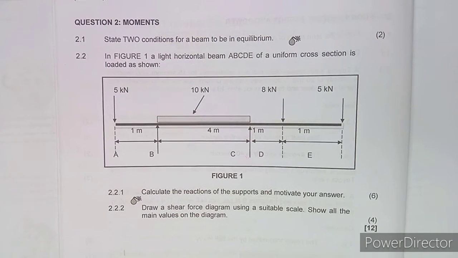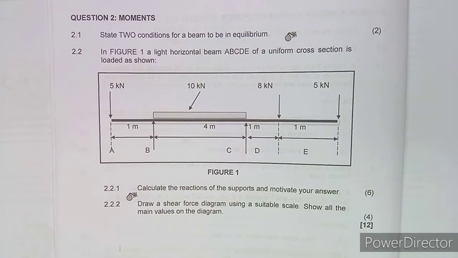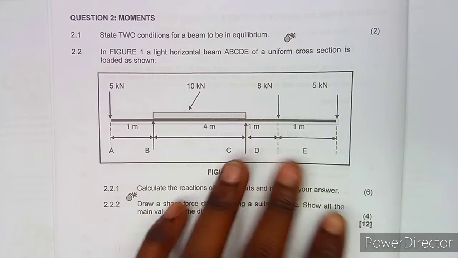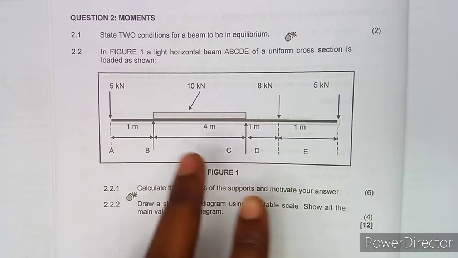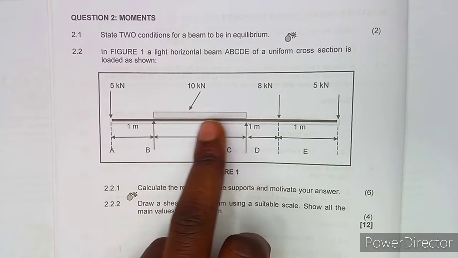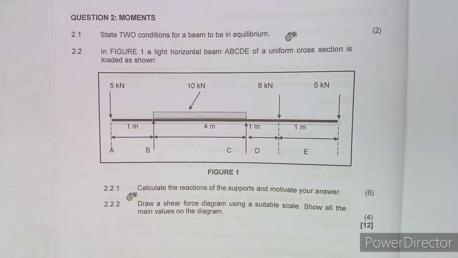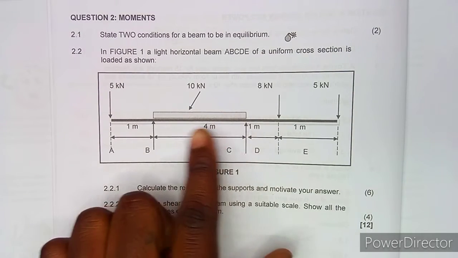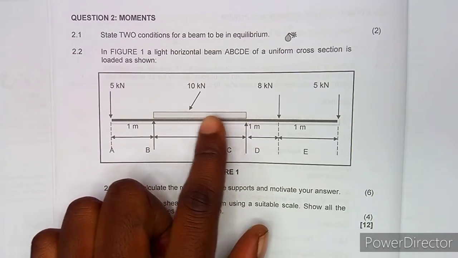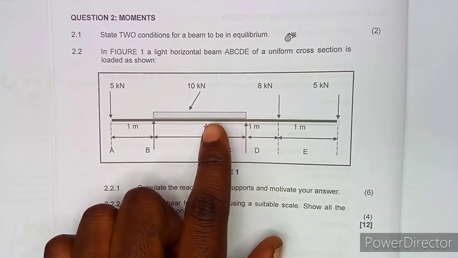Then on 2.2, in Fig 1, a light beam ABCD of uniform cross section is loaded as shown. This is a light beam which is loaded as below. Let's see what you are having here. The first part is fine, but there is something that is not okay. If we cross-check, there is 10 kilonewton, but it is spread over a distance of 4 meters, which means this is supposed to be a distributed load that you must separate into two.